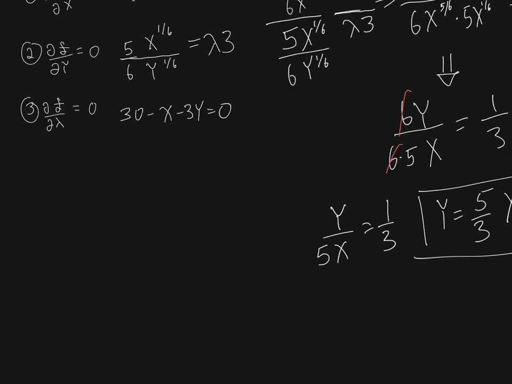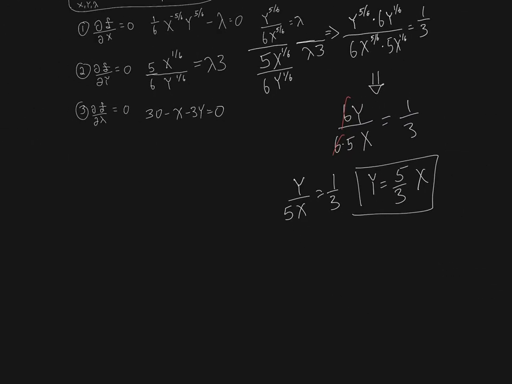So now what we can do is just plug in this equation into the third first-order condition, which ensures that whatever combination of y and x we do pick, which will automatically satisfy the first two first-order conditions, will also satisfy the budget constraint. So now we have 30, sorry, let me switch back to white. 30 is going to be equal to, I'm just moving the x and the 3y to the other side by adding both sides. 30 is equal to x plus 3, and then plug this in, times 5/3 x.